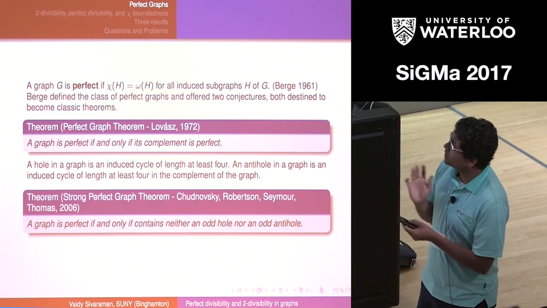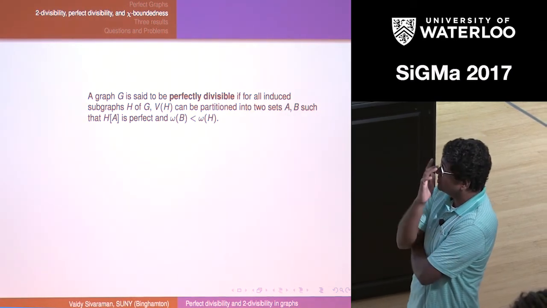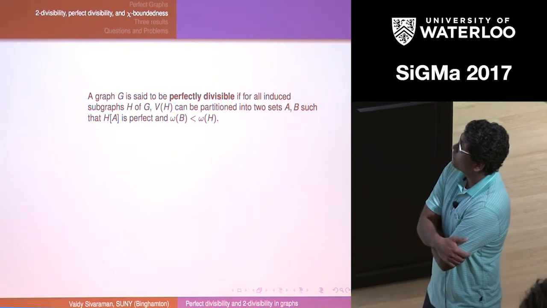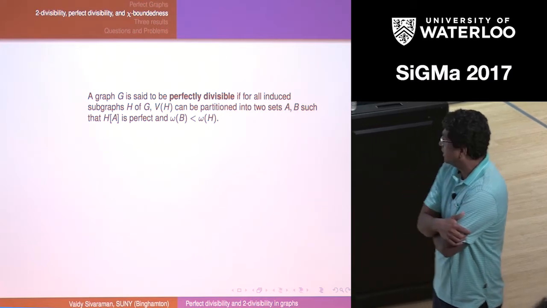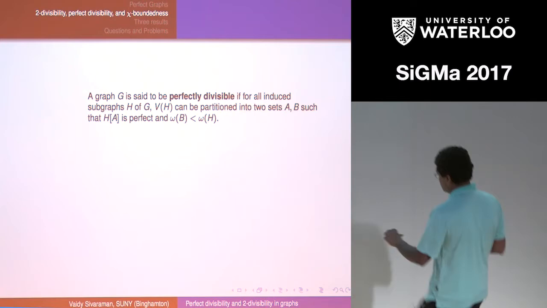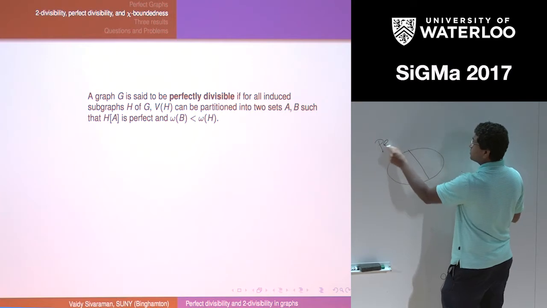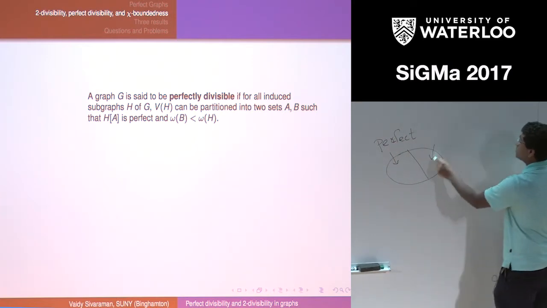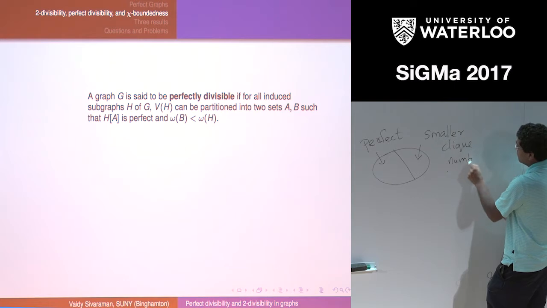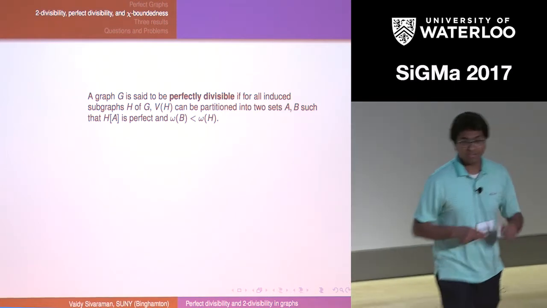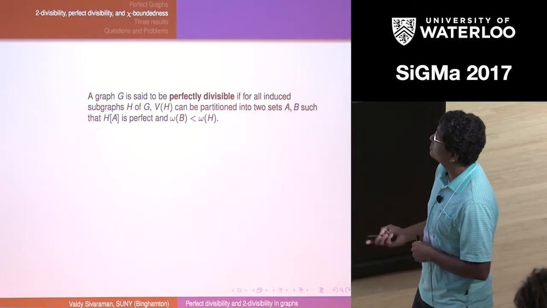chi-boundedness. And before we get to that, the thing that we are interested in is called perfect divisibility, which is a definition due to Hoàng. And here is the definition. You have a graph, and for every induced subgraph, you can partition the vertex set into two pieces such that one piece is perfect. So you have your vertex set, you can partition into two pieces. So one piece is perfect, induces a perfect graph, and the other piece has a smaller clique number. And you want this for every induced subgraph, so you can repeat this over and over again. Okay, so that's called a perfectly divisible graph.